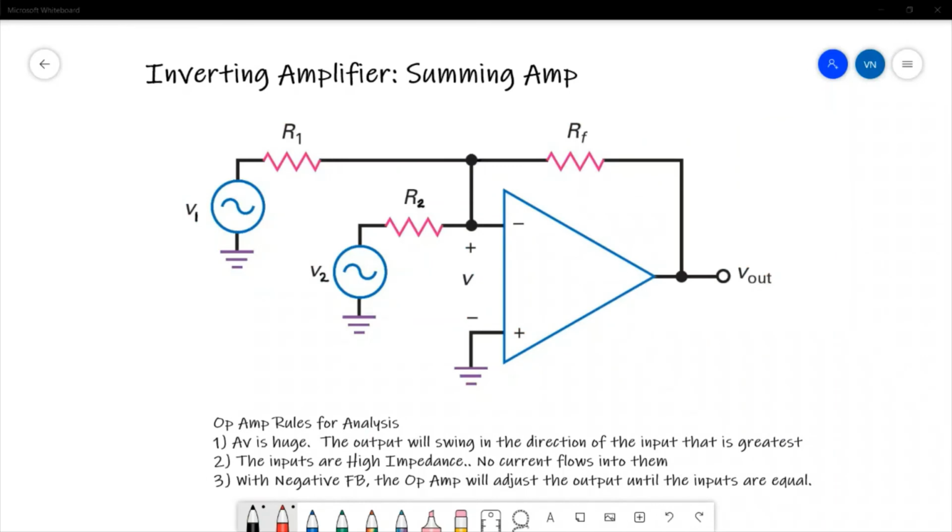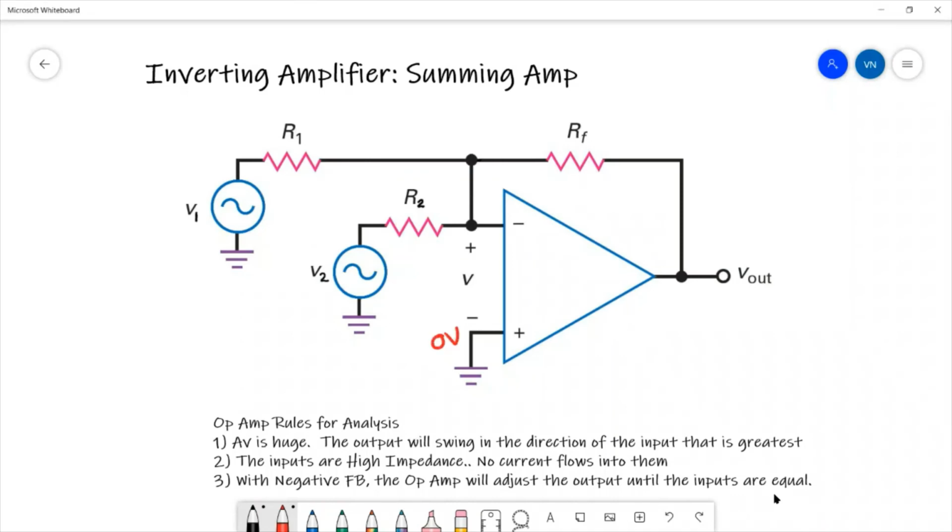While we're talking about inverting amplifiers, let's talk about the summing amp. Now, the summing amp is a class of inverting amplifiers with multiple inputs. So you can see in this example here that both of the inputs are going to the inverting input. So this is an inverting amplifier. Now remember the rules. We said that with negative feedback, the output of the op-amp will adjust until the inputs are equal.